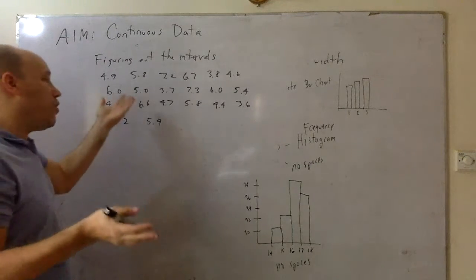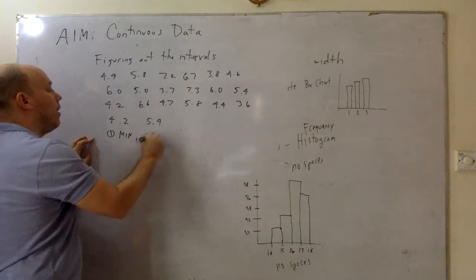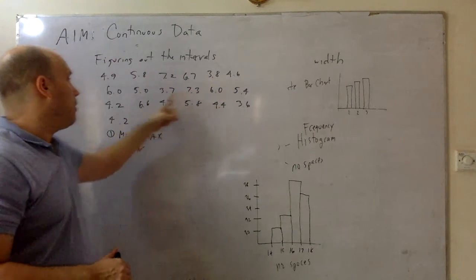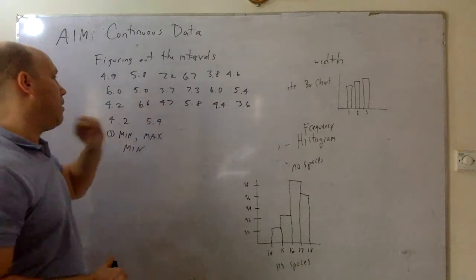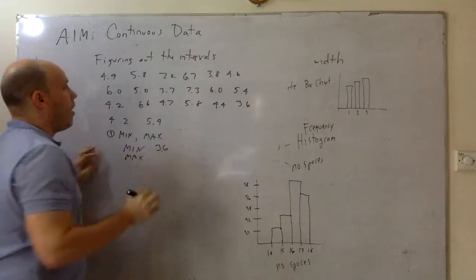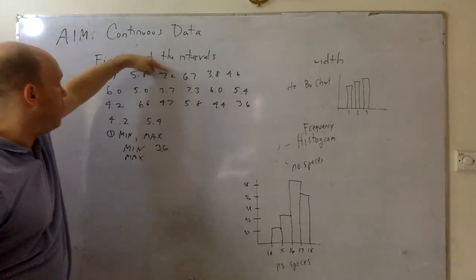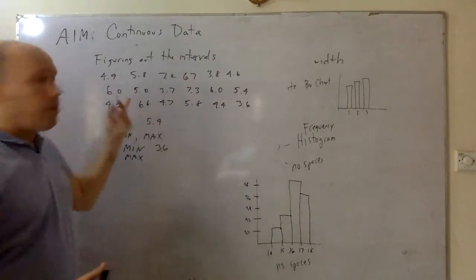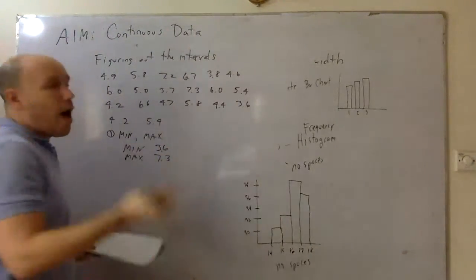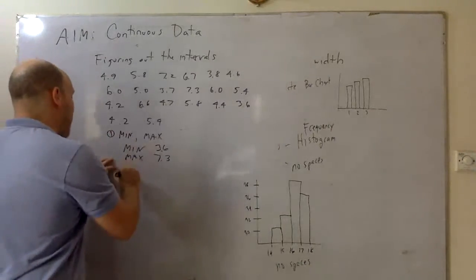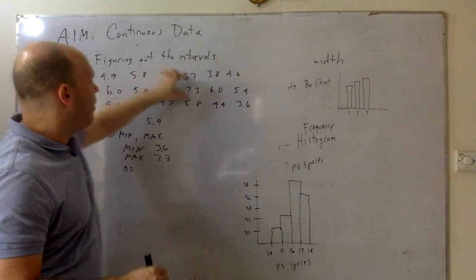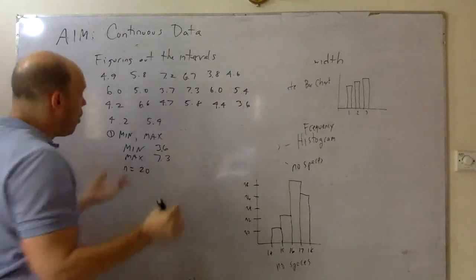The first thing you're going to do is find the min and the max. The minimum is obviously the smallest number, and looking through here, it looks like 3.6 is the smallest. And what's the max? Oh, here's a 7, so 7.2, 7.3. Yeah, I think 7.3. Let me check my notes. 7.3. So first of all, how many data points are there? 1, 2, 3, 4, 5, 6, ... 18, 19, 20. There's 20 values.